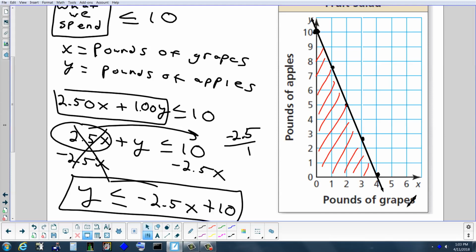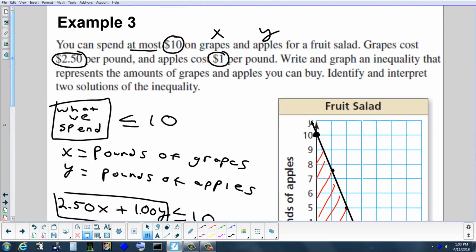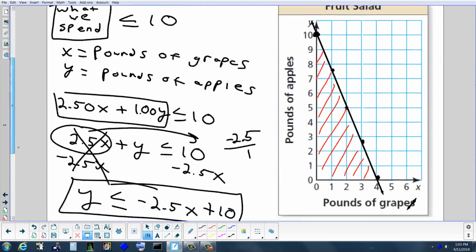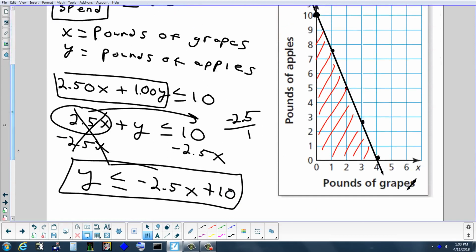Okay, so all that shaded stuff is the answer to what you could afford to buy to make this salad. There are so many ways you could do it. We just want to know two ways you could make the salad with the amount of money you have. Can we pick any ones we want? And you can use the ones right on the line too, right? If the line was dotted, you couldn't.